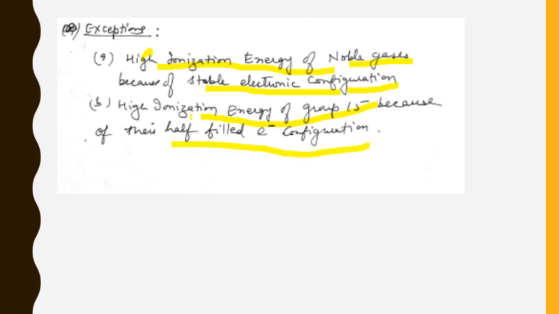On the basis of electronic configuration, if it is stable, it is not easy to remove an electron from its gaseous atom, so its ionization energy is high. It requires higher energy to release the electron. So these are the exceptions on the basis of the electronic configuration in the p block elements.